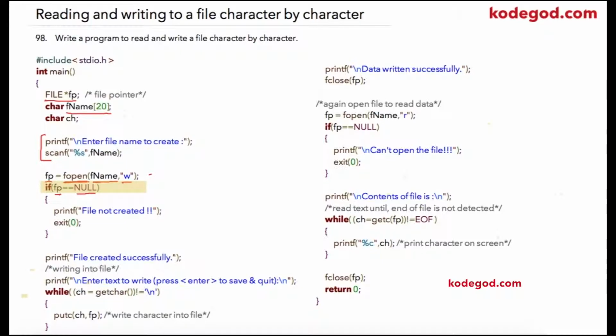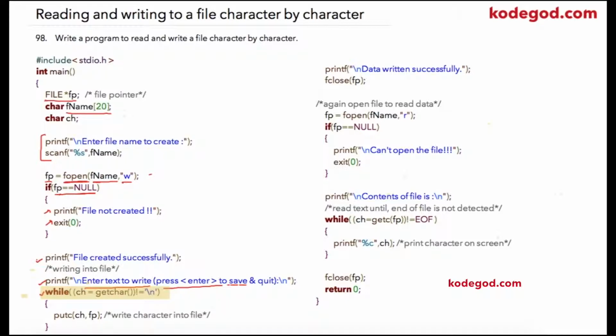So if this condition is true, then that will mean that the file did not exist and also the compiler was not able to create a new file. So we can simply print file not created and we can exit the program. Now let's assume that the file was created and then we start writing into the file. So we are just going to prompt the user to enter text to write, and we are also going to tell him to press enter to save and quit.